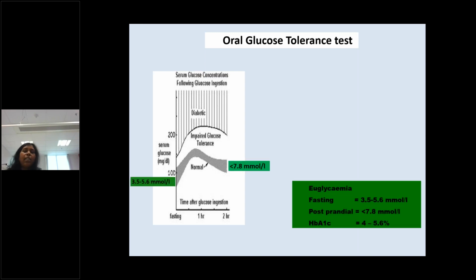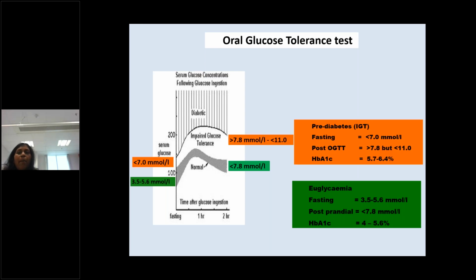Okay, so I've got a stoplight approach for that. For someone, as we discussed earlier, in a euglycemic state, fasting should be between 3.5 and 5.6, postprandial should be less than 7.8, and the HbA1c should be between 4 and 5.6%. So what is impaired glucose tolerance? It's reduced insulin sensitivity following a glucose load.